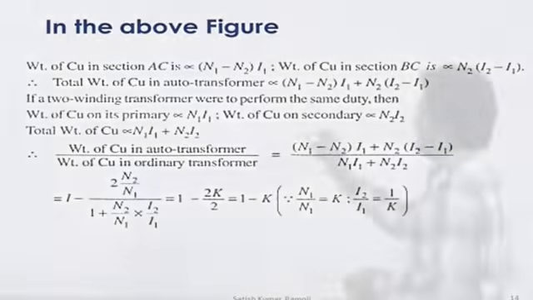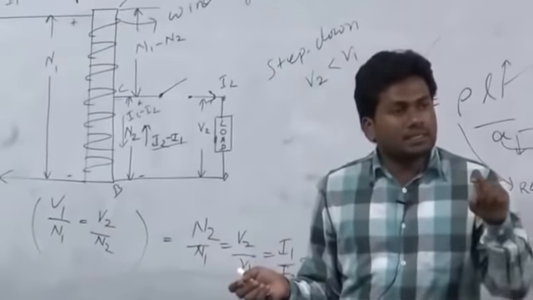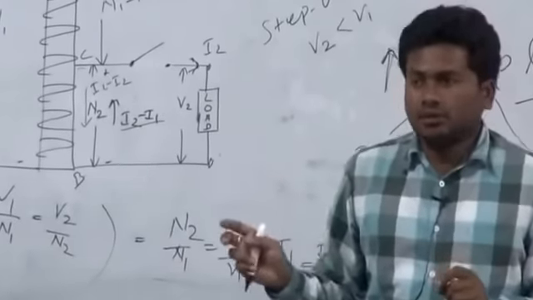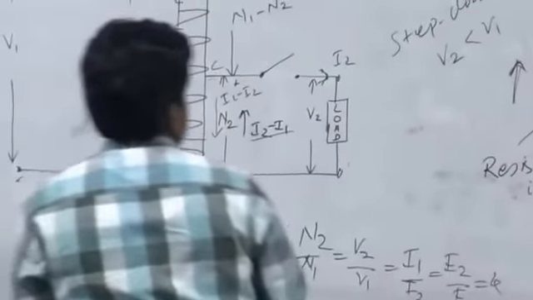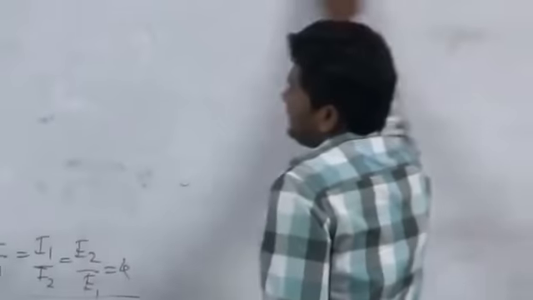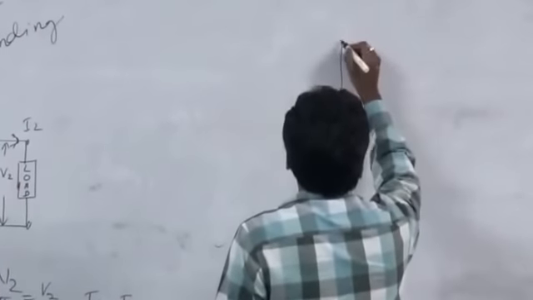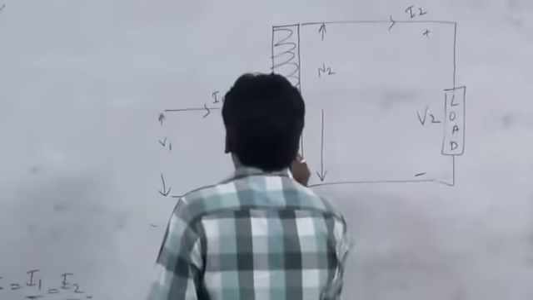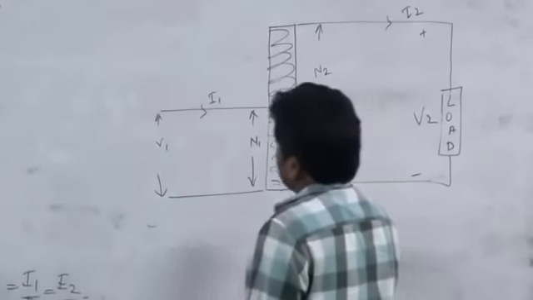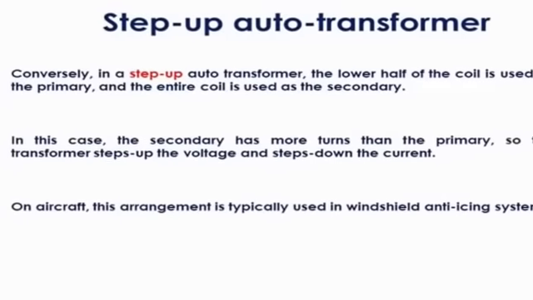Now in the case of a step up transformer, as I told you, the primary voltage is less and the secondary voltage is more. Now this is called a step up auto transformer.